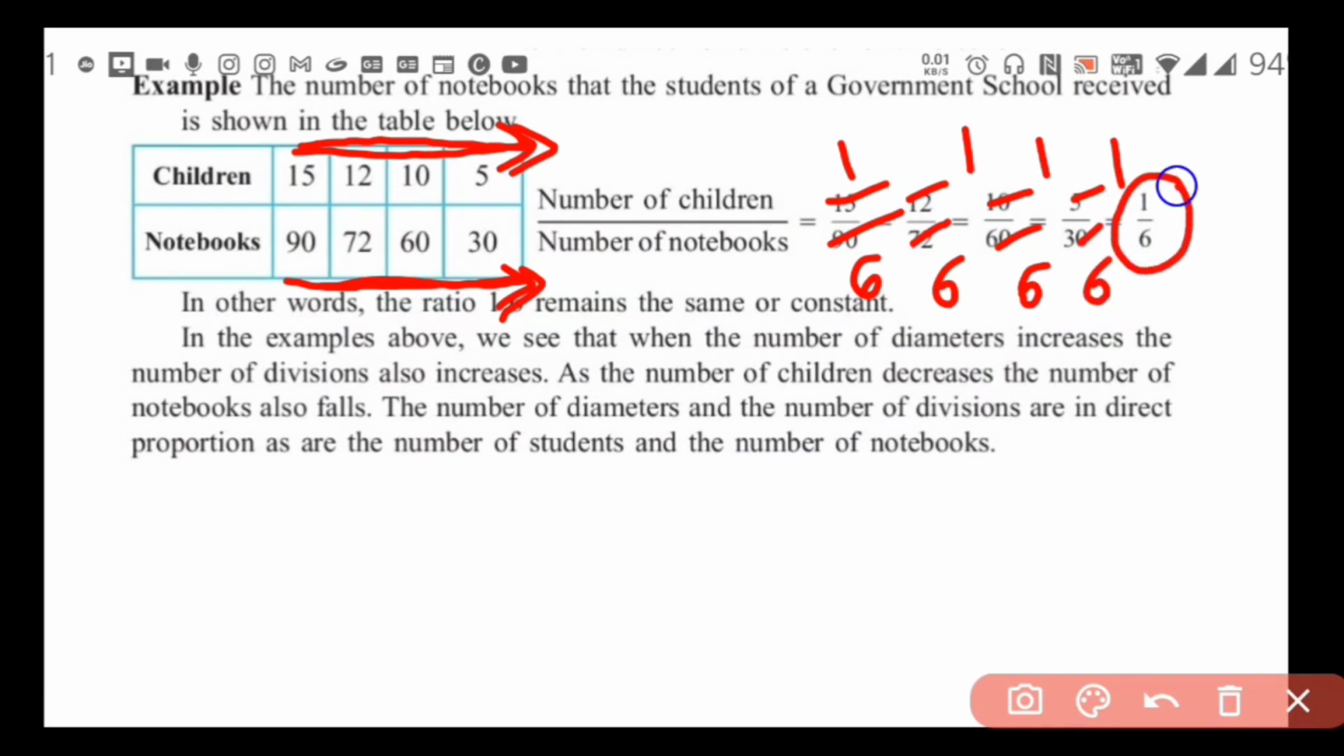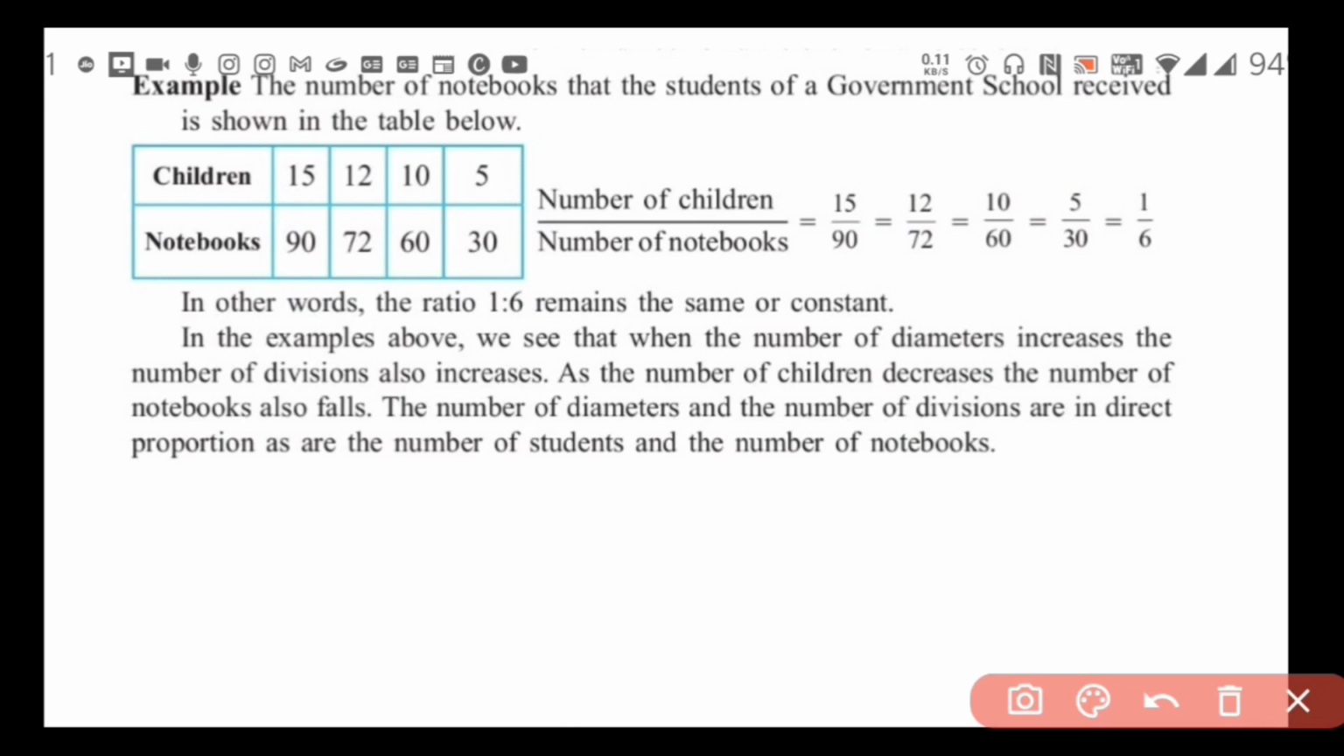Every time we get the ratio 1 upon 6. So both the quantities are decreasing at the same time with a constant ratio. The ratio is constant, 1 upon 6, 1 upon 6, 1 upon 6. In other words, the ratio 1 upon 6 remains the same or constant. In the previous example, when the number of diameters increases, the number of divisions also increases. As the number of children decreases, the number of notebooks also decreases. So both the quantities are increasing at the same time with a constant ratio, or both are decreasing at the same time with a constant ratio.